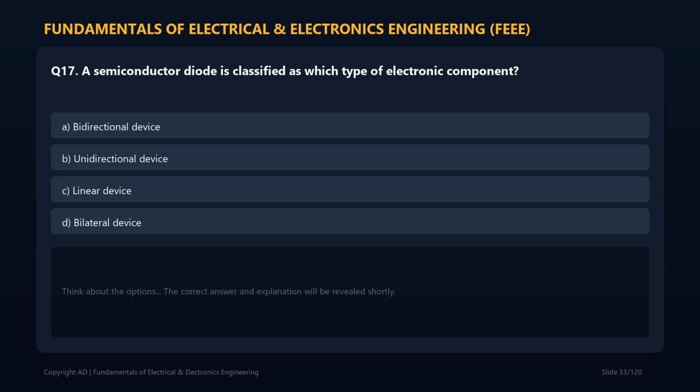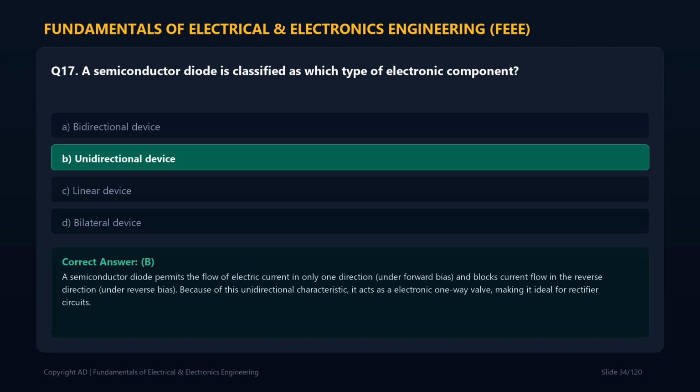Question 17. A semiconductor diode is classified as which type of electronic component? Option A, bidirectional device. Option B, unidirectional device. Option C, linear device. Option D, bilateral device. The correct answer is B, unidirectional device. A diode allows current to flow in only one direction under forward bias while blocking it in reverse, which is the definition of a unidirectional device.